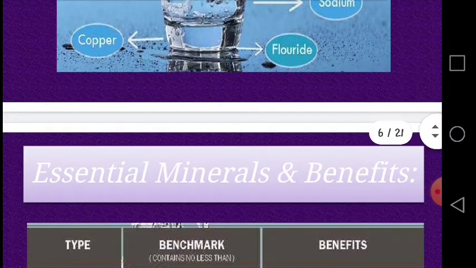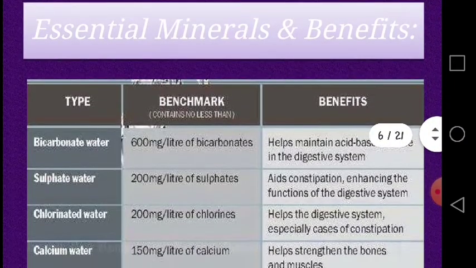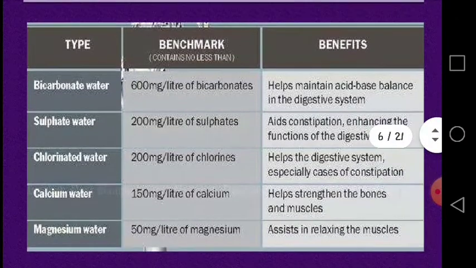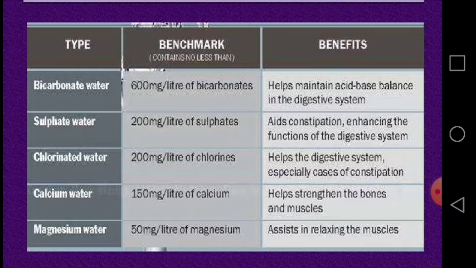Besides these minerals, I have selected some other essential minerals with their benefits. You can see the bicarbonates. These must be present at 600 milligrams per liter of water, and they help to maintain the acid-base balance in the digestive system. Sulfate, 200 milligrams per liter, is very helpful for controlling constipation and enhancing the functioning of the digestive system.